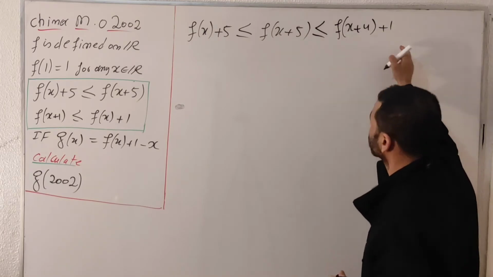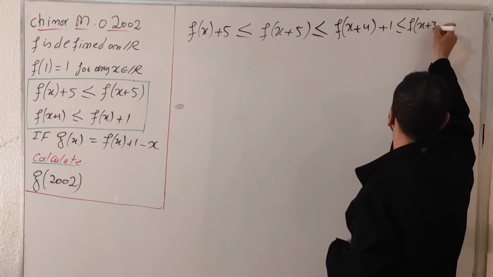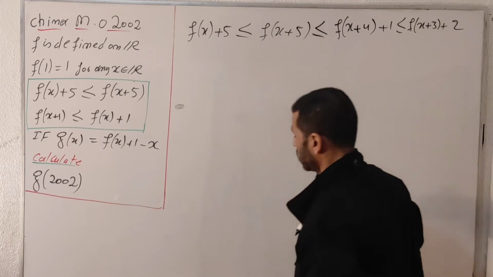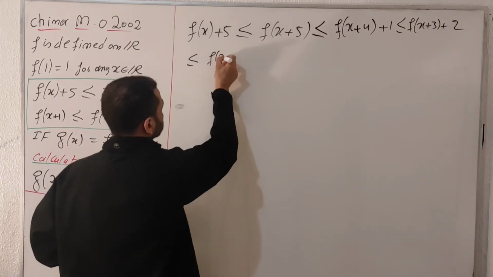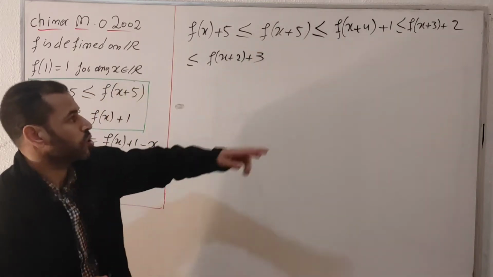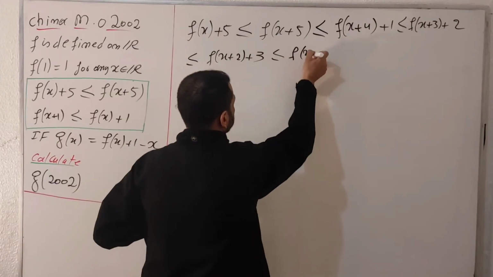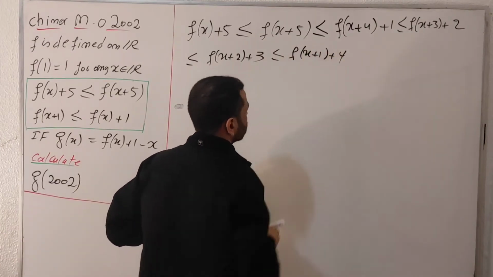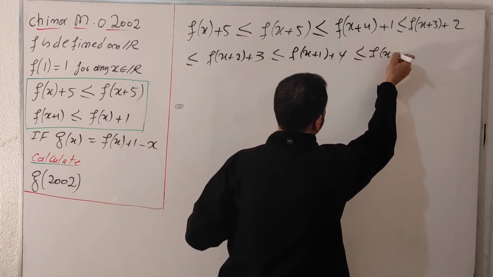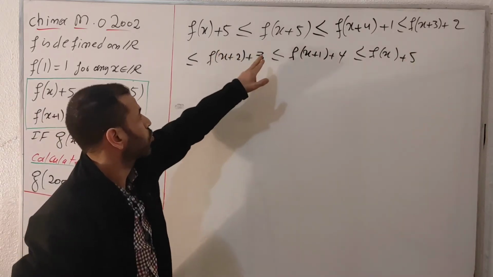I'm going to use this pattern all the way down. So this is less than or equal to f(x + 3) + 1 plus the original 1, and then f(x + 2) + 3, and then f(x + 1) + 4. Lastly, we have f(x) + 5. If you look carefully, it takes us back to the original one.